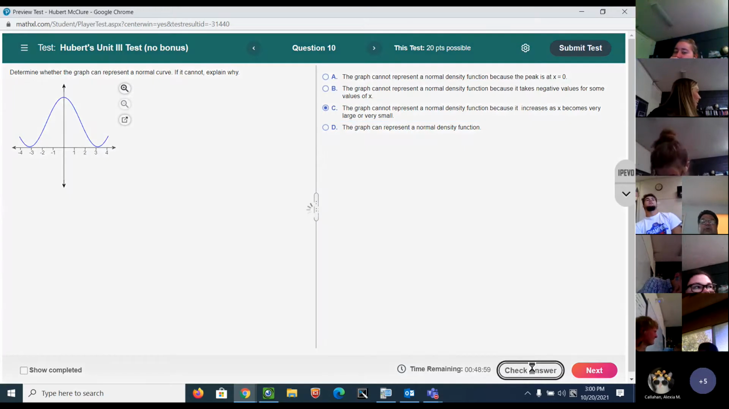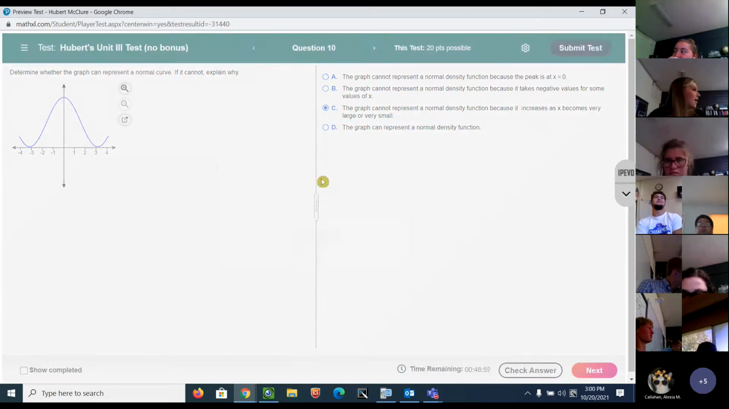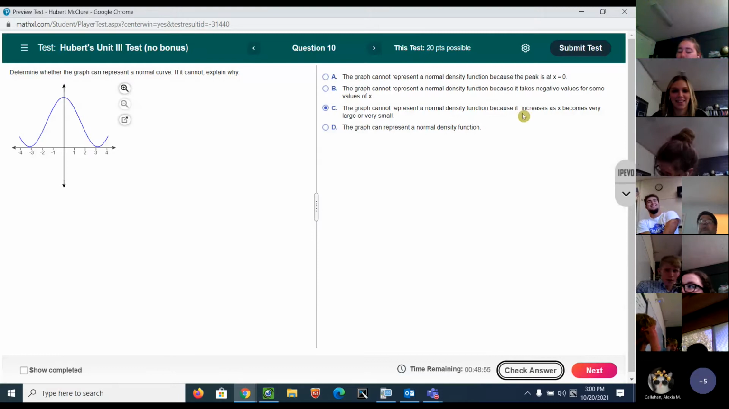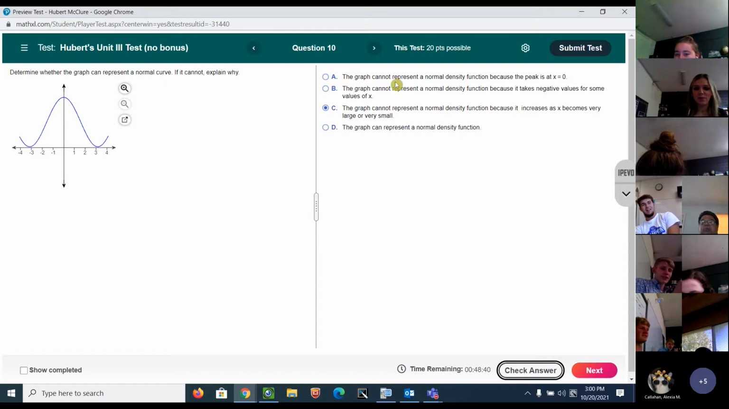Write down the answer because I don't want you to get that one wrong. They're talking about the two tails. Those tails are supposed to go down and not increase. I didn't think those tails, they increase. They're supposed to keep going down. Potato, potato. Next.